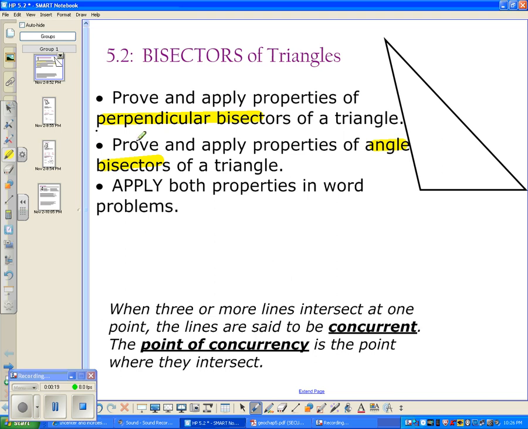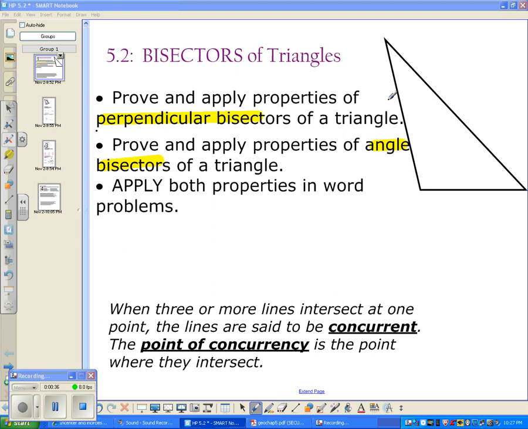So we've already constructed angle bisectors. You guys are professional angle bisectorers, and I don't know if we've mastered perpendicular bisectors yet, but we will eventually. And we're talking specifically about those two things in a triangle.